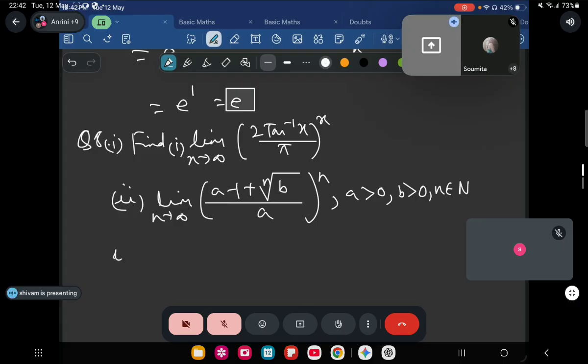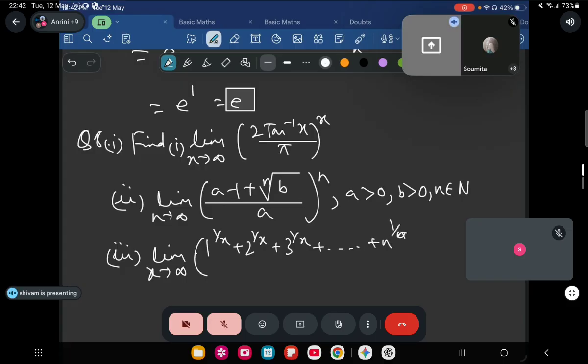Part 3: limit x tends to infinity, (1 to the power 1 by x plus 2 to the power 1 by x plus 3 to the power 1 by x plus dot dot dot plus n to the power 1 by x) the whole thing divided by n, whole to the power nx. Solve.